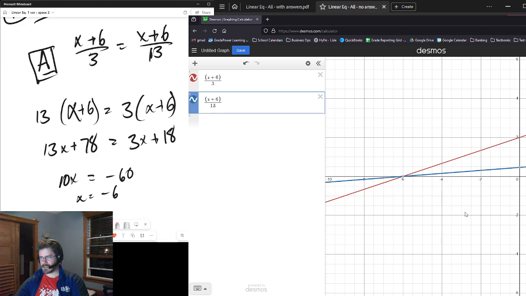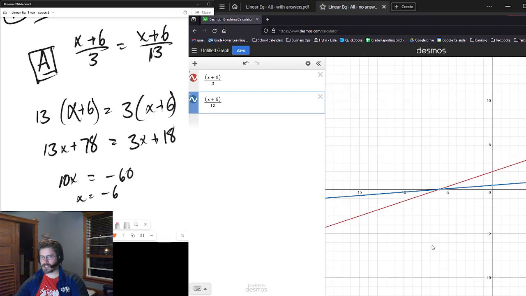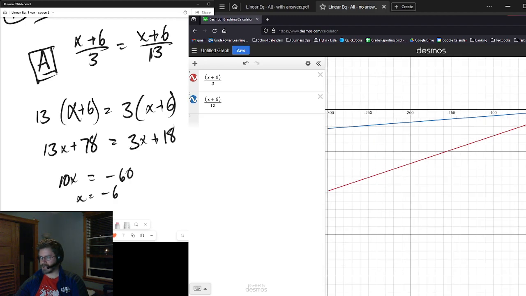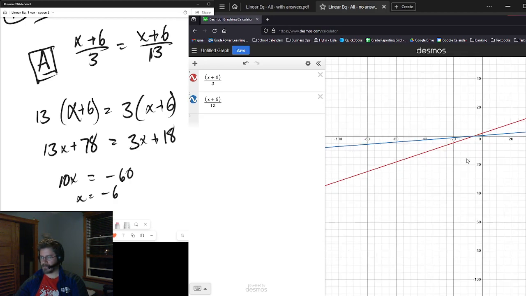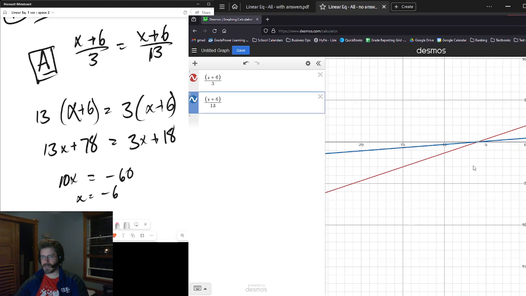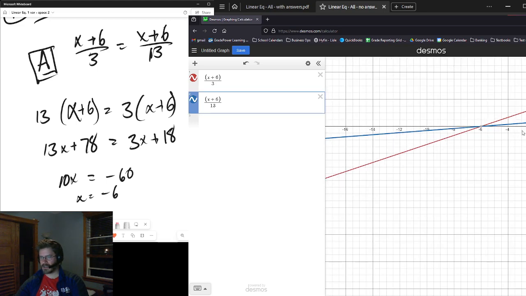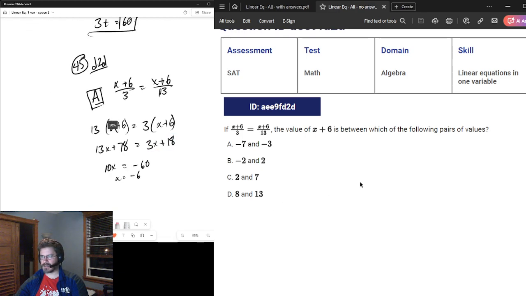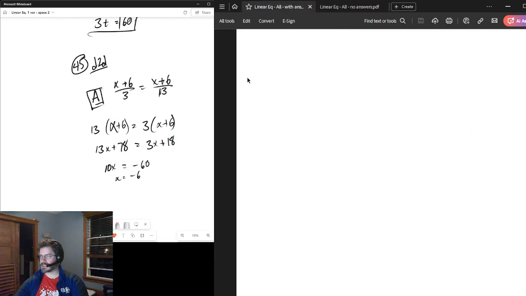And we get an answer, negative 6. We should only have one answer. These, I believe, are going to be linear in nature. Yeah, they are lines, because you've got x over 3 and x over 13 as your slope, and your y-intercepts are 6/3 and 6/13. So yes, negative 6 does indeed end up being our solution. So I'm going to go with the A there. All right, that does it for that. Let's go ahead and check our answers.